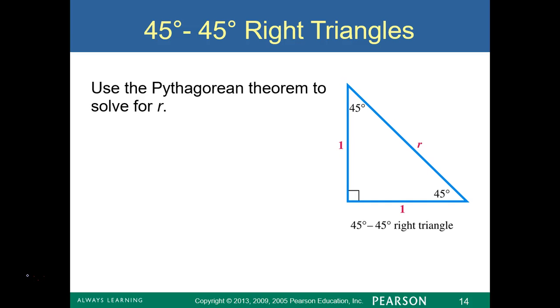And again, we can use the Pythagorean theorem to solve for r. And that's just going to give us 1 squared plus 1 squared equals r squared. So r is square root of 2. Now, we use all three of these side values to figure out what is the sine, cosine, tangent, and the other three trig function values of 45 degrees. Let's do that.